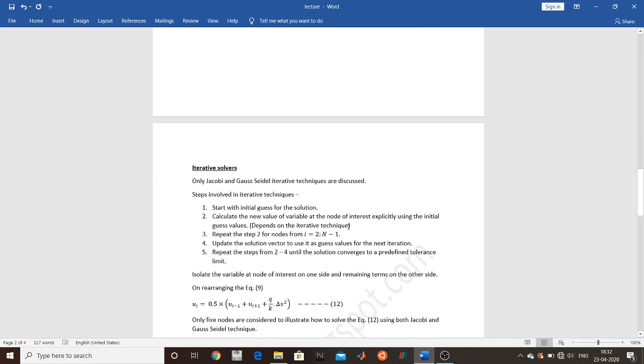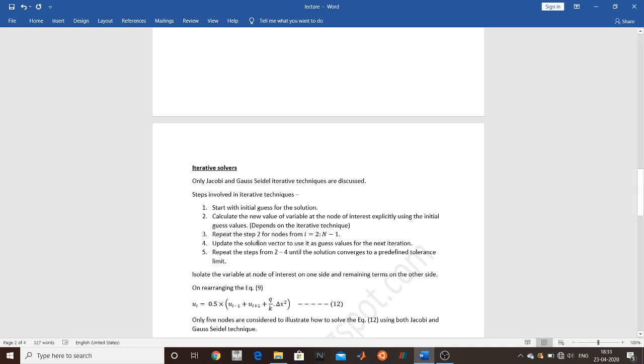We're going to use iterative solvers, and we'll be focusing on two main methods, Jacobi and Gauss-Seidel. There are some basic steps involved in iterative techniques. We generally start with an initial guess for the solution. It could be anything; it could be zeros also. But the point I want to make here is that intelligent guesses can lead to faster convergence of your solution. I will prove that in the next video.